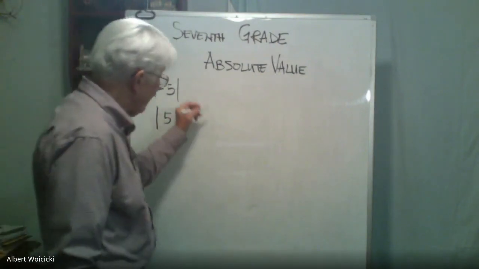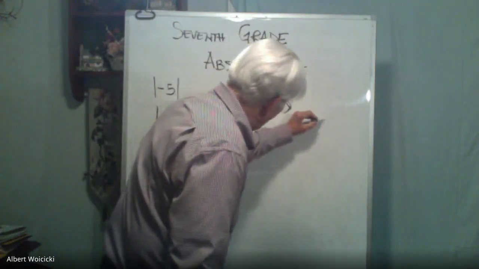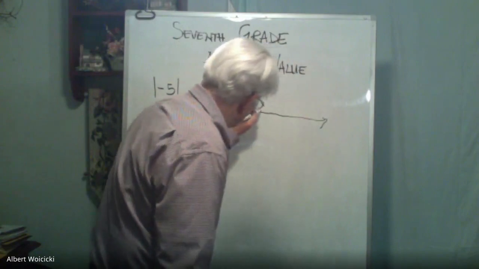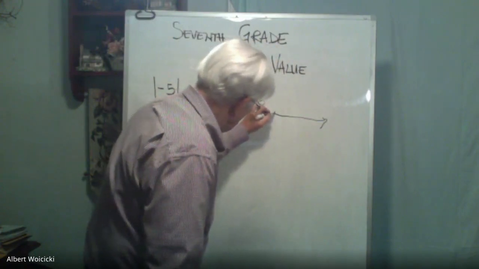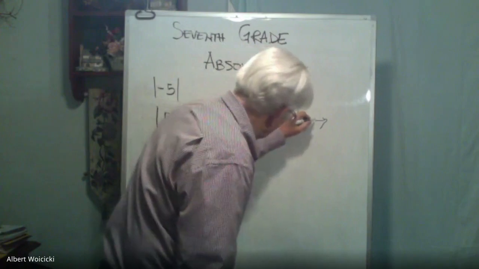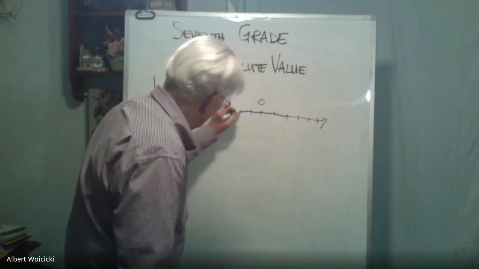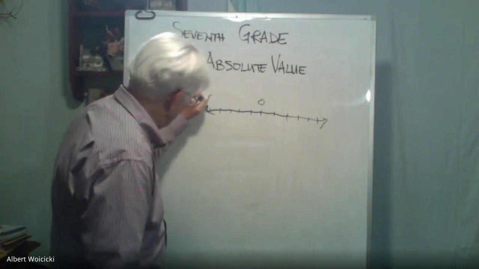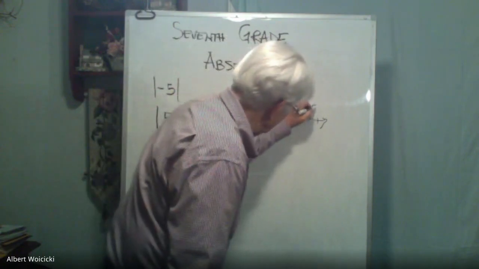Well, if we think about a number line, we'll put 0 here in the center. 1, 2, 3, 4, 5. The opposite of 1, the opposite of 2, the opposite of 3, the opposite of 4, the opposite of 5. So here's the opposite of 5, and this is positive 5.